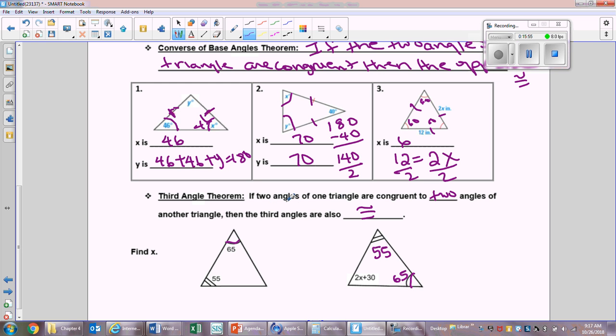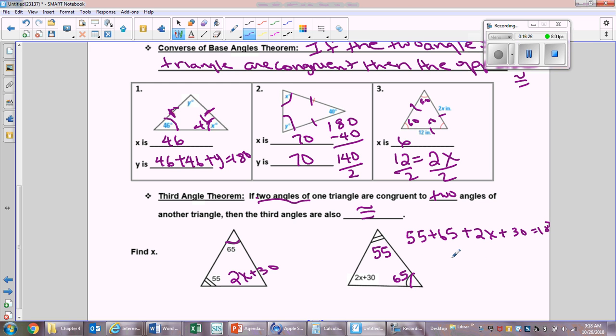So two angles of one triangle are congruent to two angles of another triangle, which we can see here. Then the third angle is going to be the same. So this is also going to be 2x plus 30. And then, of course, to solve for x, I will add it up and make it equal to 180. So 55 plus 65 plus 2x plus 30 equals 180.